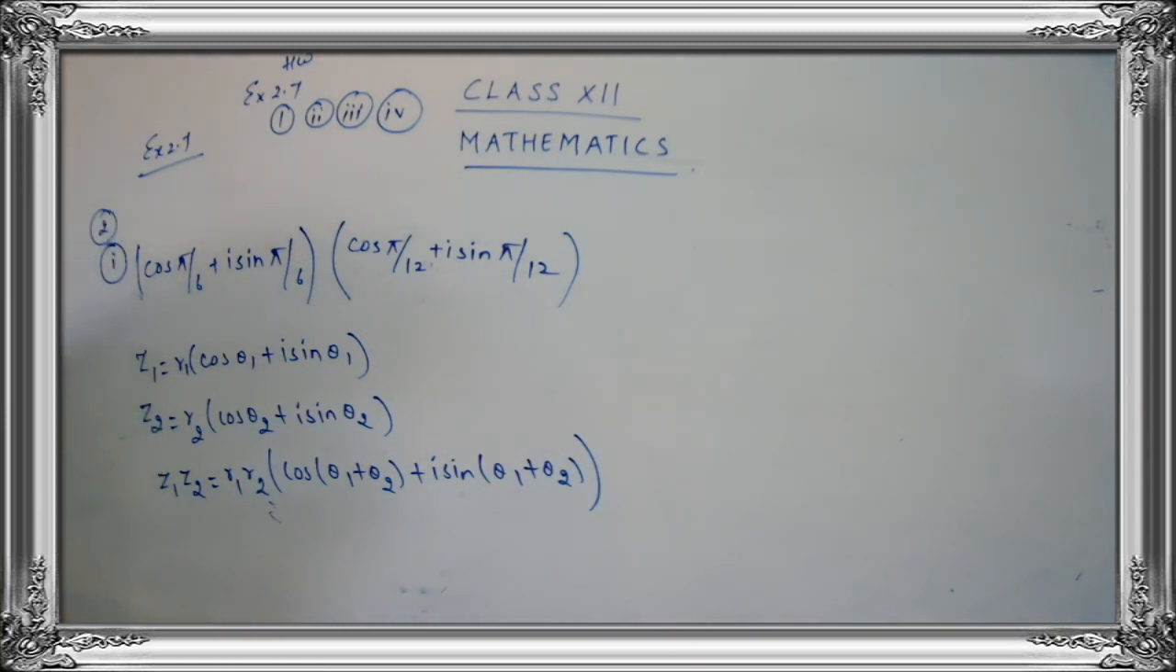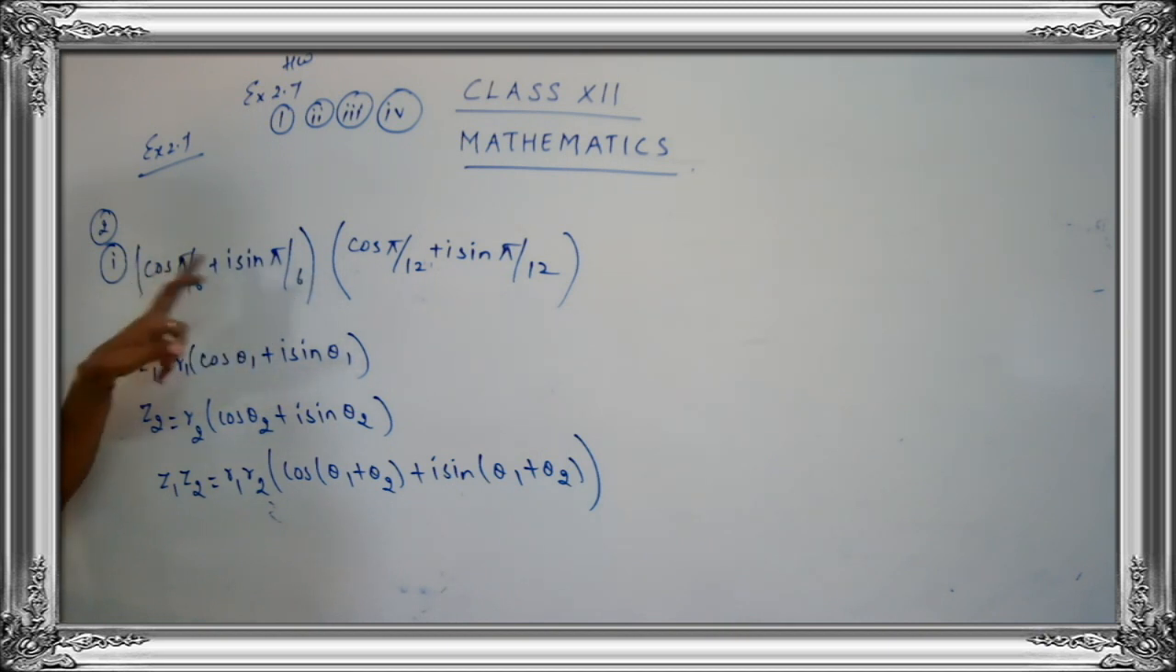You can just refer to page number 80, or you would have taken it down in the classwork. You can refer to your classwork. So if you have two polar forms like Z1 and Z2, you have to write down the product as R1 into R2 cos of theta 1 plus theta 2 plus I sin theta 1 plus theta 2.